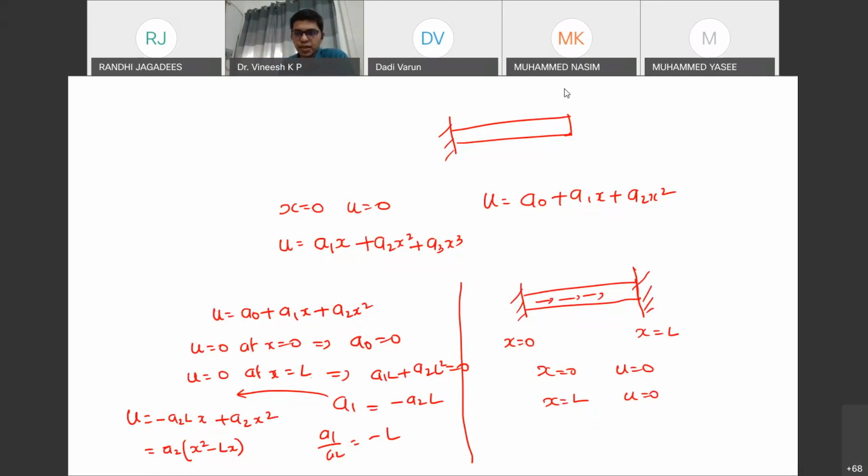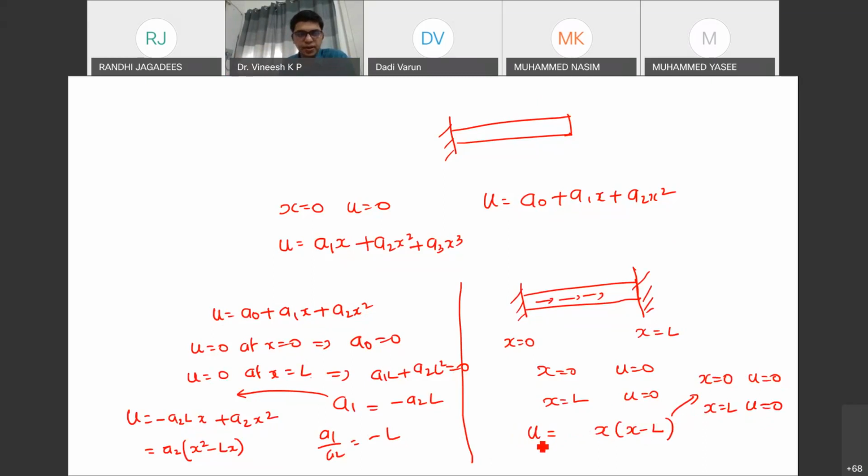So can you just propose in the comment box? When I substitute x equal to 0, the value has to be 0. When I substitute x equal to L, the value has to be 0. Yeah, someone has commented that if I take a polynomial, u is equal to x into x minus L. So this is a polynomial. When I put x equal to 0, I get u equal to 0. When I put x equal to L, I get u equal to 0.